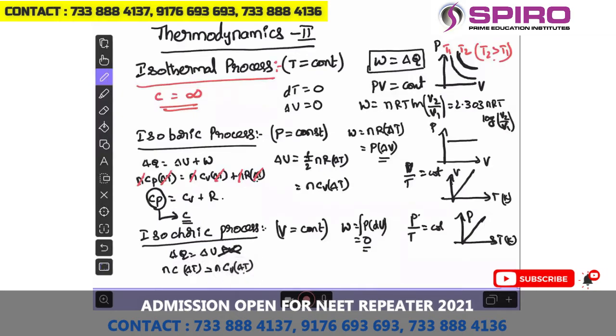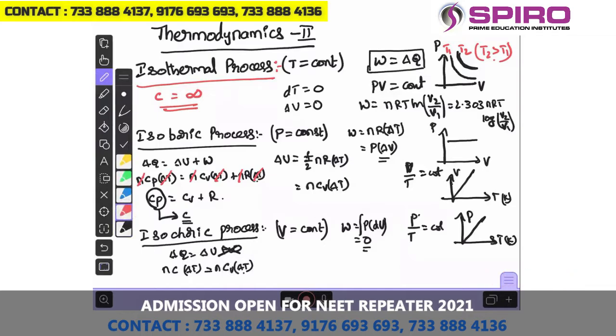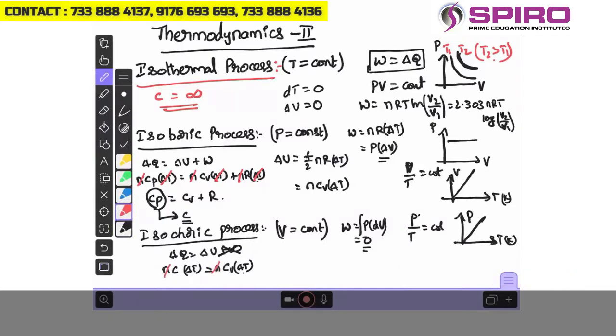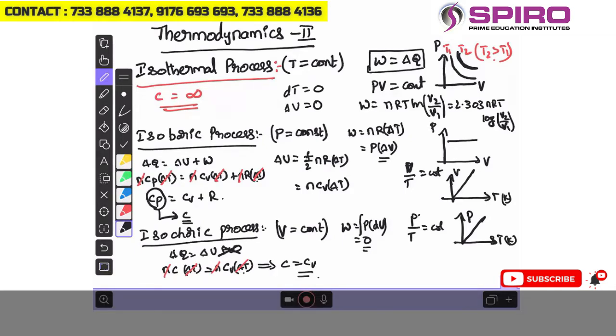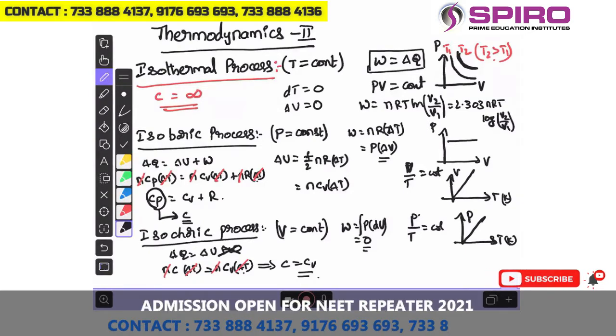If you simplify, n cancels and delta T cancels, and the specific heat of the process is given by C equal to Cv. So 100% of the heat energy that is supplied is used only to raise the internal energy of the gas. These are the details of the isothermal process, isobaric process and isochoric process.